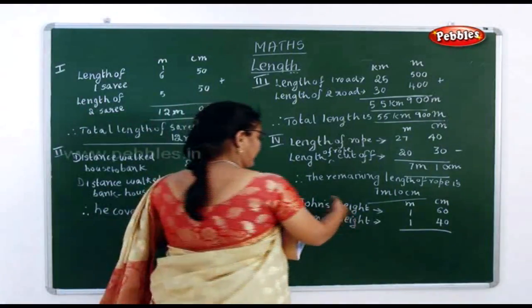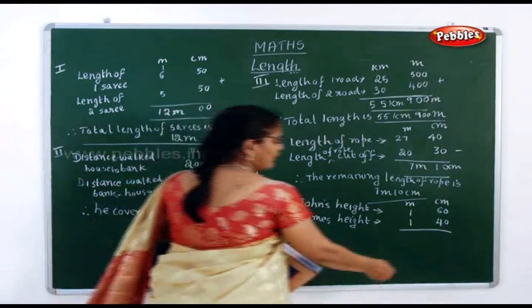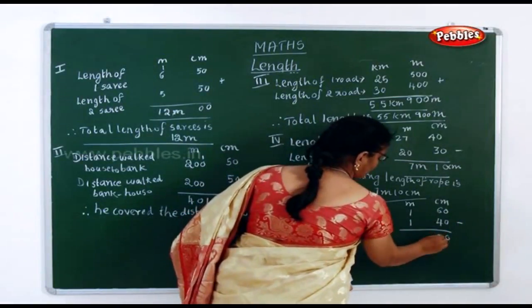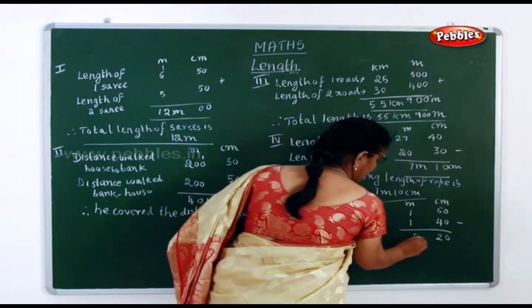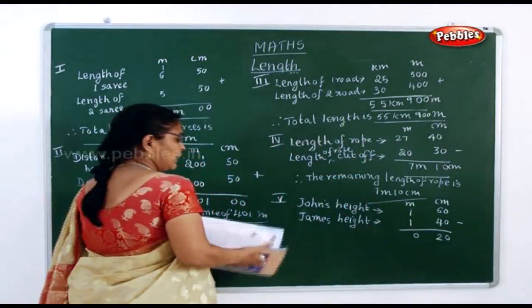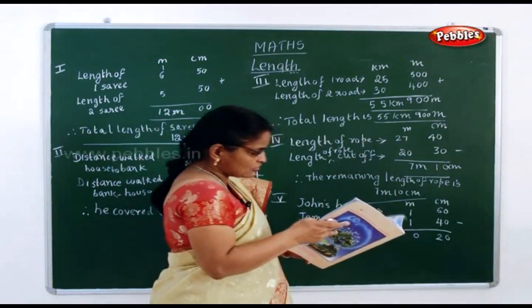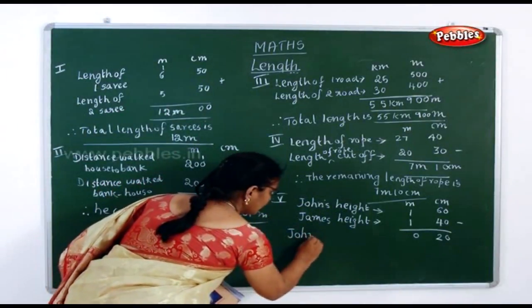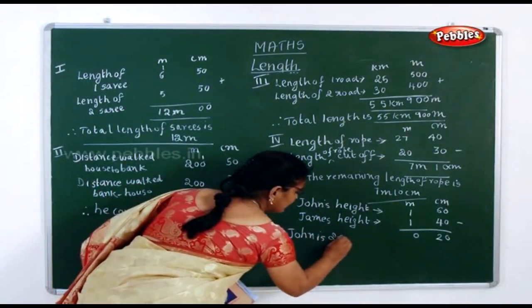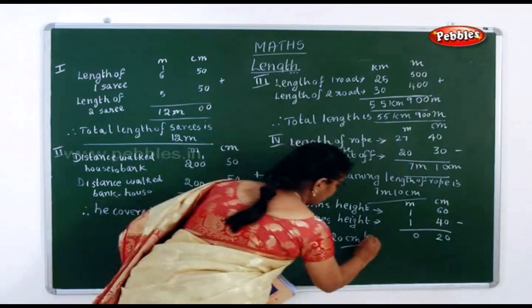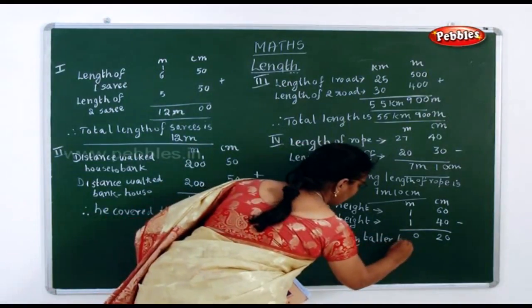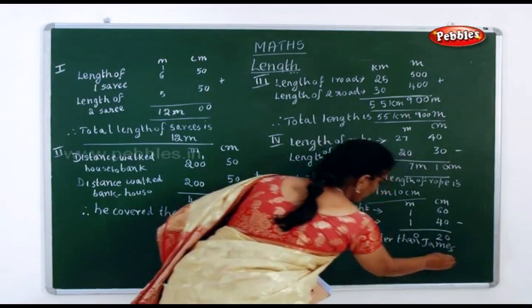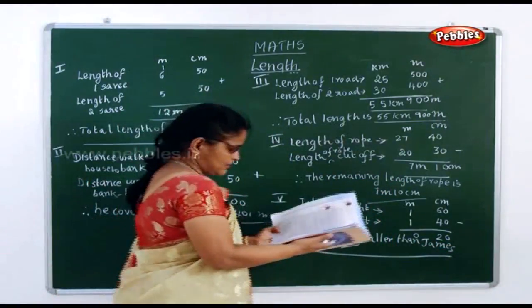So here they are comparing. So when you are comparing, you have to minus. So what is it? 0 minus 0 is 0, 6 minus 4 is 2, 1 minus 1 is 0. So what is the question they have asked? But how much taller? John is taller. So immediately you have to write John is 20 centimeter taller than whom? Taller than James. So this is how you have to do your statement sums.